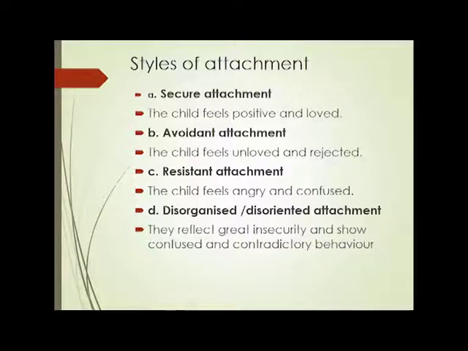Okay, then we look at styles of attachment. We have secure attachment, avoidant attachment, resistant attachment, and disorganized or disoriented attachment. You need to understand what secure attachment is like: the child feels positive and loved. Then we have avoidant attachment, where a child feels unloved and rejected. Resistant attachment, whereby a child feels angry and confused. And disorganized attachment, where a child feels great insecurity and shows confused and contradictory behavior.